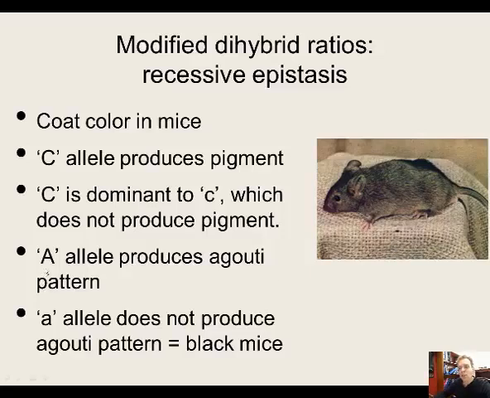There's another gene called gene A, which produces this flecked patterning seen here. And this is the agouti patterning. It gives you that kind of wild type look to a mouse. The big A allele produces this pattern. The little a allele does not produce the agouti pattern, and the mice look black.